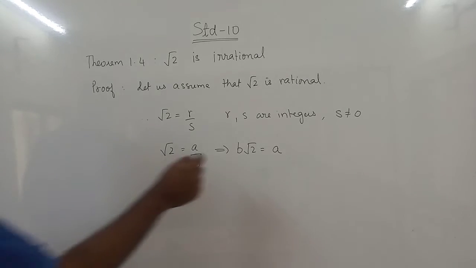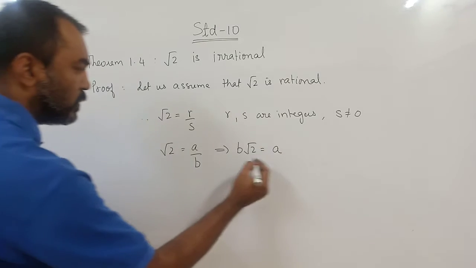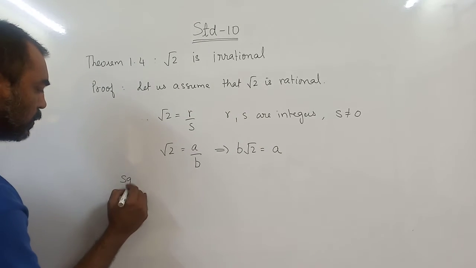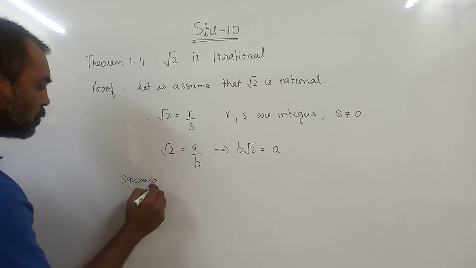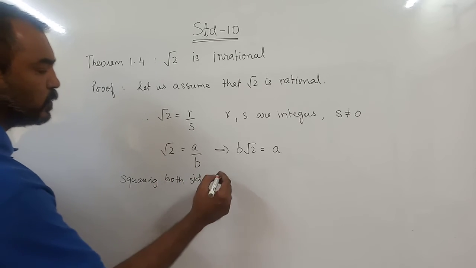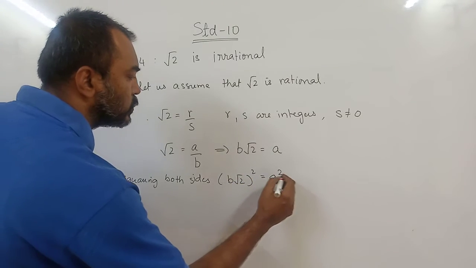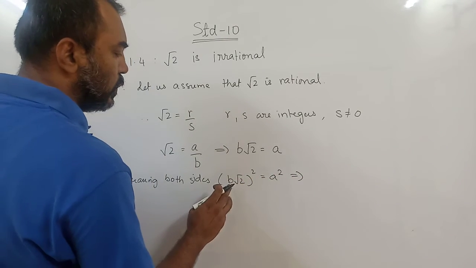So, if b root 2 is equal to a, then squaring both sides. Are you following this step? So we got b root 2 the whole square equal to a square. What does it imply?